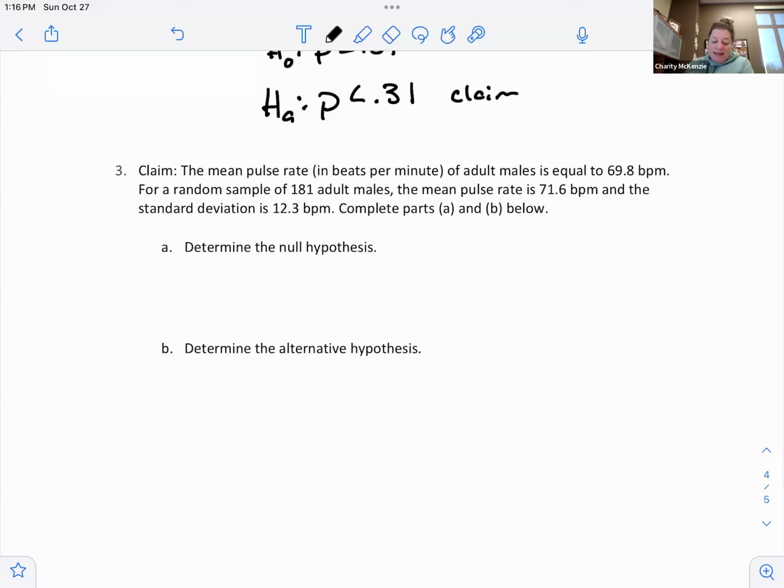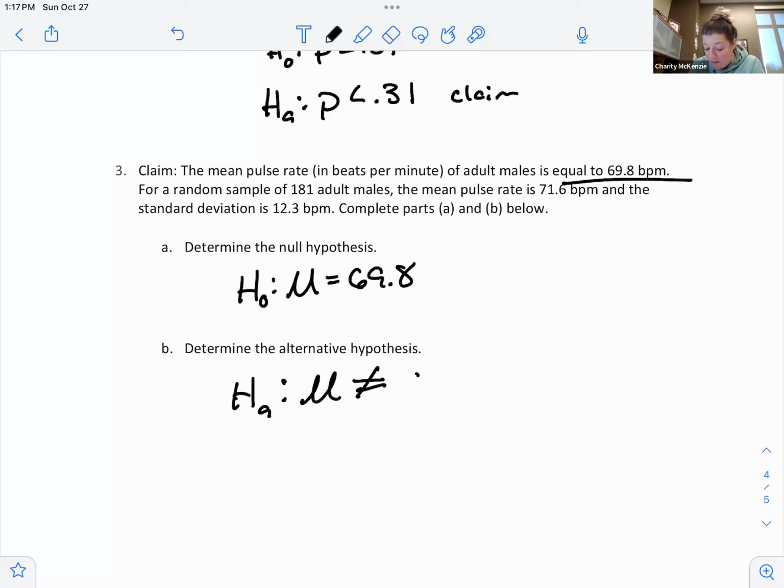So, question 3, claim the mean pulse rate in beats per minute of adult males is equal to 69.8. Didn't we already do that? The random sample of 181 adult males, the mean pulse rate and the standard deviation are as follows. So the claim is that it's equal to 69.8. So our null will be mean is equal to 69.8. Pretty sure we use the same one above. That's okay. And then our alternative, if we have equal, better be not equal to 69.8.